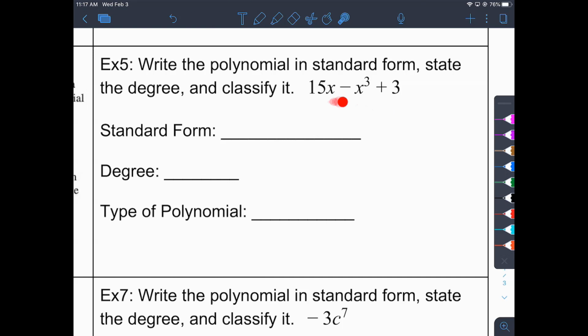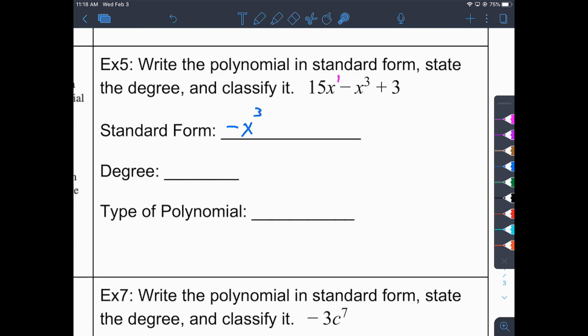in standard form. Which one has the highest power? Well, this has a power even though it's not written. It's only a power of 1 though, which means the x to the third power is actually bigger. So we would write this whole term first. Now notice it has a negative. Make sure you carry it with the x cubed. So first is going to be the x cubed.